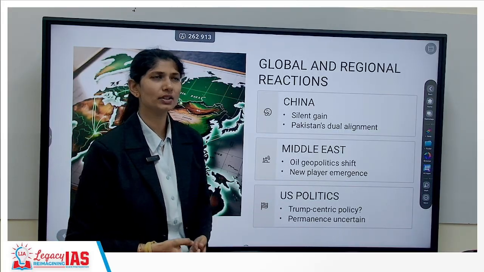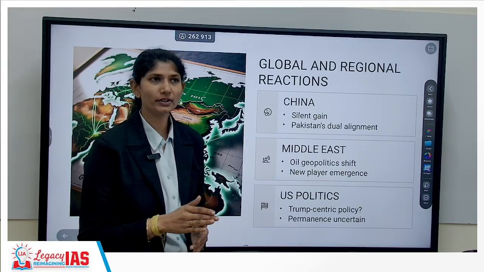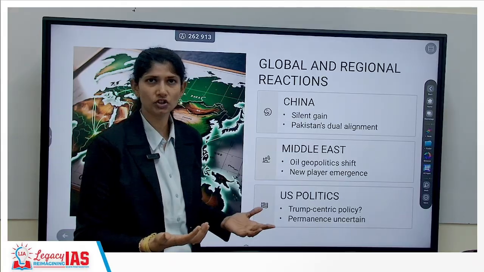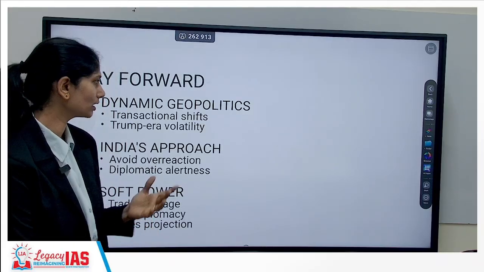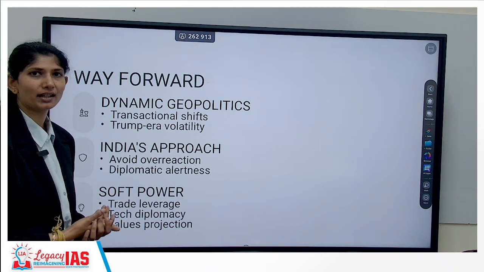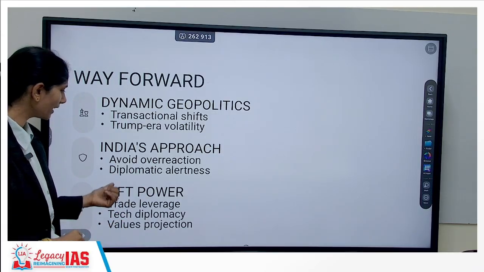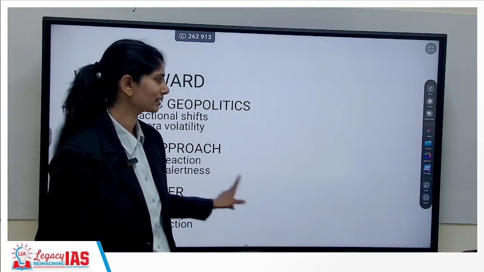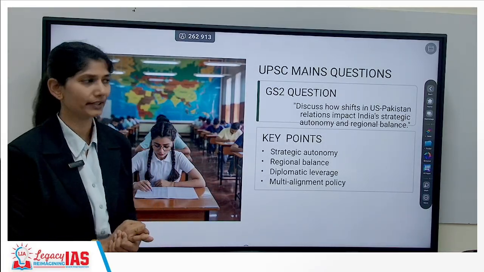US politics, again, one thing we can know for sure is that permanency is not very certain in this. But at the same time, we can't just sit and wait; diplomatically, we have to stay alert and not react very much as of now, but keep a watch on diplomatic changes. So, with these transactional shifts, which are very common in the Trump era, India should avoid overreaction, stay diplomatically alert, and use its soft power to leverage in trade, technology, values. So, this is how India has to deal with this situation at hand.